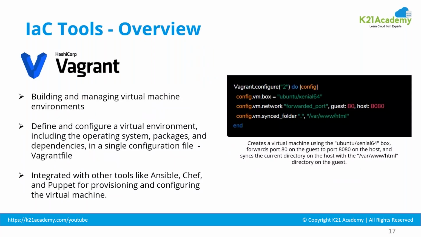So let's have a look at a few of the tools which are available. Take Vagrant, which is again developed by HashiCorp, where you use Vagrant for building and managing virtual machines. There are templates which are provided. If you see the snippet here, this is the Vagrantfile in which you define everything: what operating system you need, what ports need to be open, and what folders are needed. Those you define in the configuration file, which is known as a Vagrantfile.